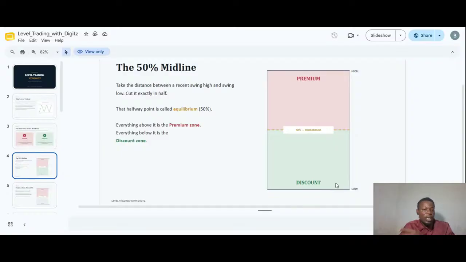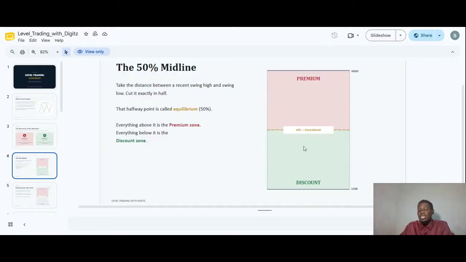I will show you the tool I use. I actually use my gum box to measure my premium and discount arrays. You measure it. The top 50% is your premium, then the bottom 50% is your discount. Then the 50% midline is called the equilibrium.